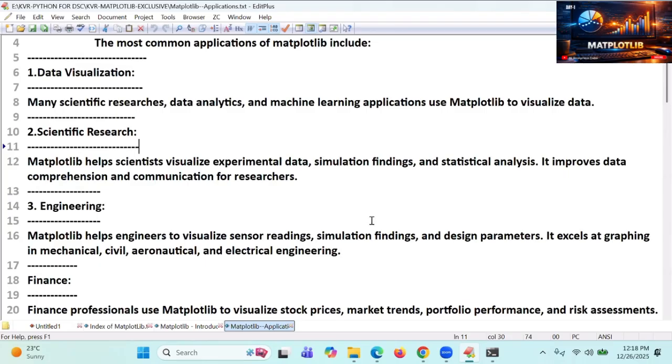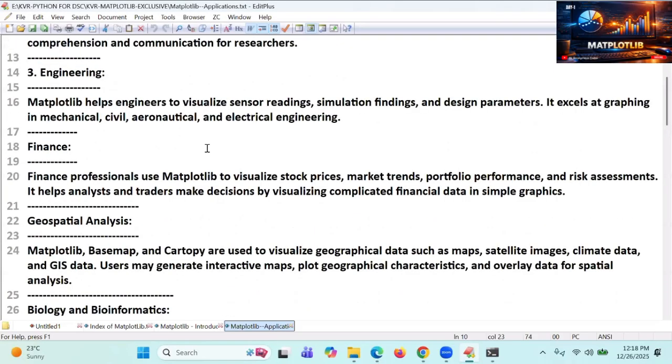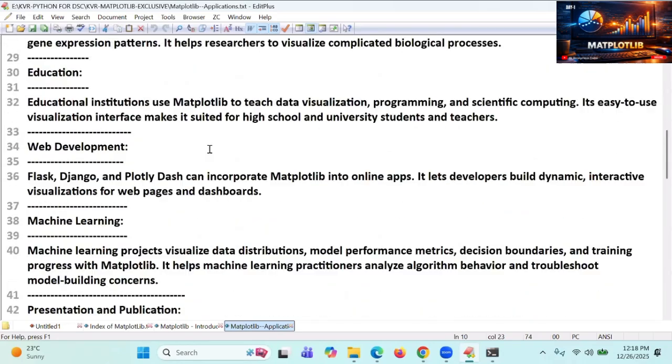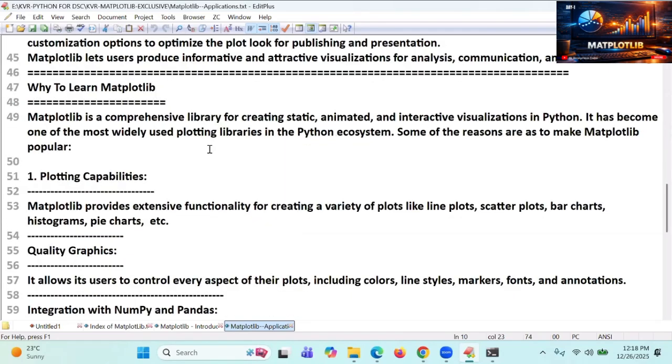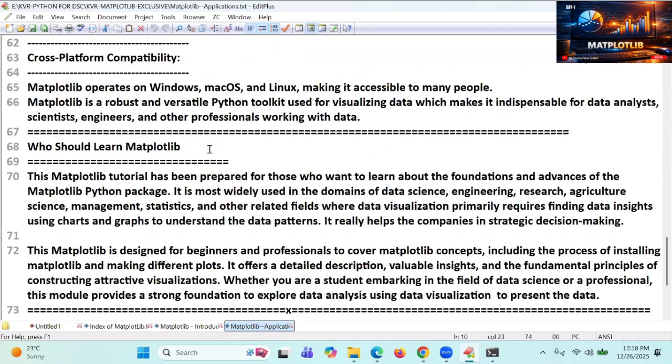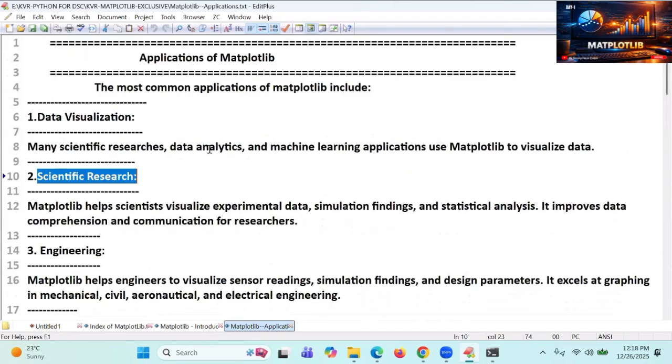Okay, let it be. So first one, data visualization, scientific researches. I'm just showing you a lot of things, a lot of names I mentioned here. Please understand. Instead of directly going to the coding, I want to give you some general awareness.